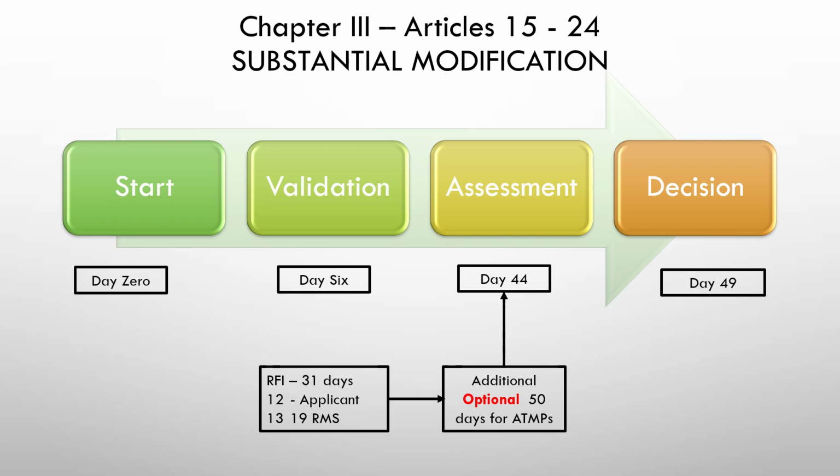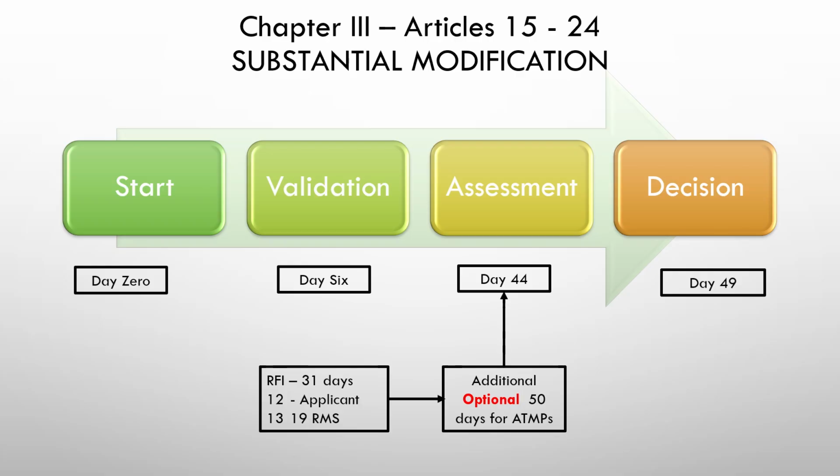So it can include things like addition of a new clinical trial site, or change of the principal investigator at a particular clinical trial site. These changes can only be implemented if they've been approved in accordance with the procedures that are set out in that particular chapter 3. And this is just an overview of the time frames required for substantial modification.